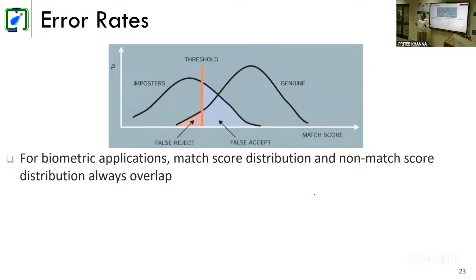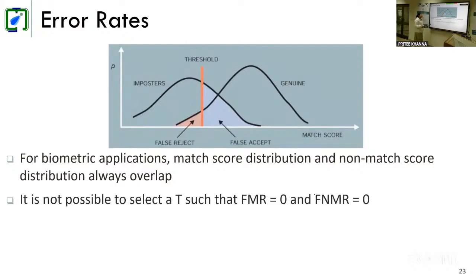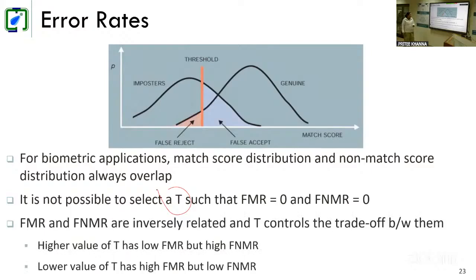Right? You will never get a perfect situation. So it is not possible for us to select a threshold where the false match rate as well as the false non-match rate both will be zero. Right? It is not possible. And also, one more thing is that they are inversely related, right? Because if you are increasing or decreasing the threshold, one value decreases, then the other value increases. That is what I showed you. You're moving it right hand side or left hand side.